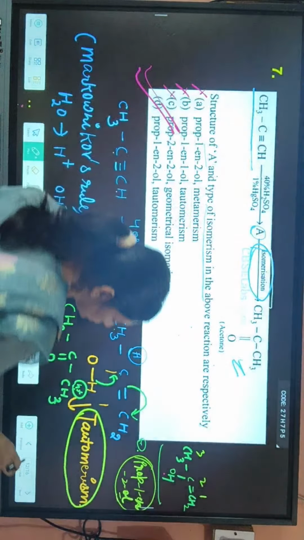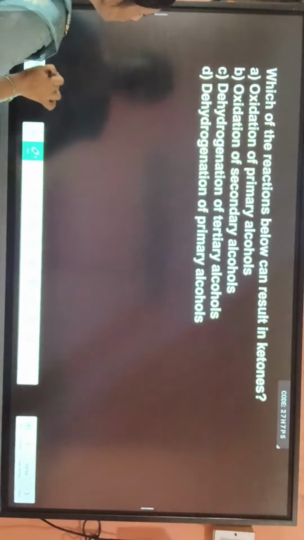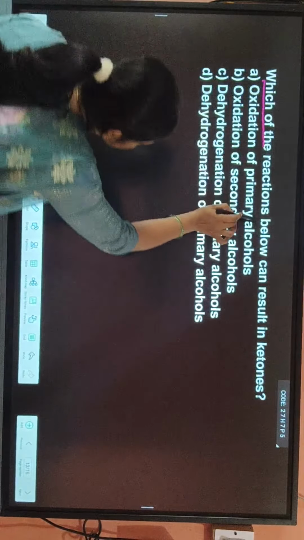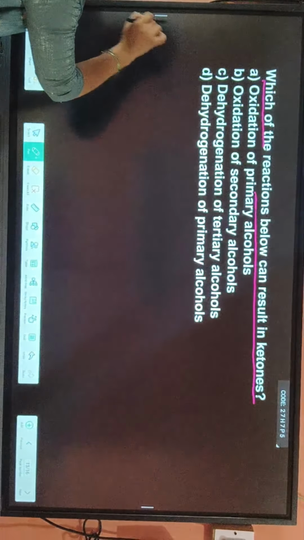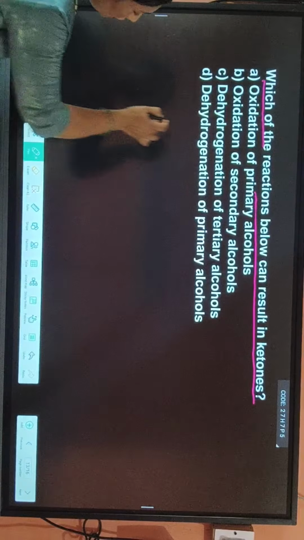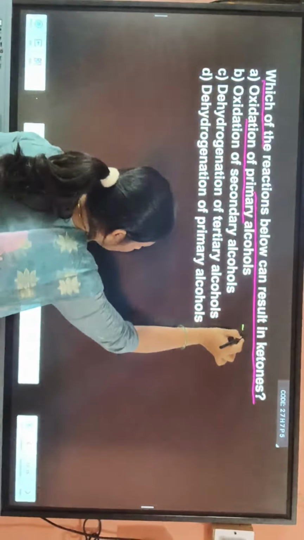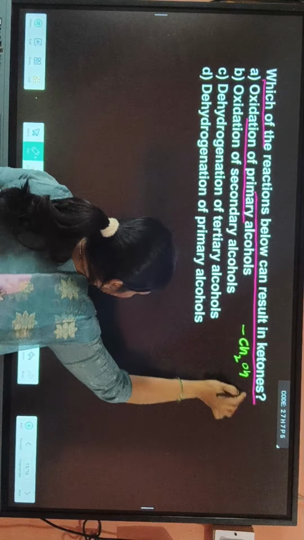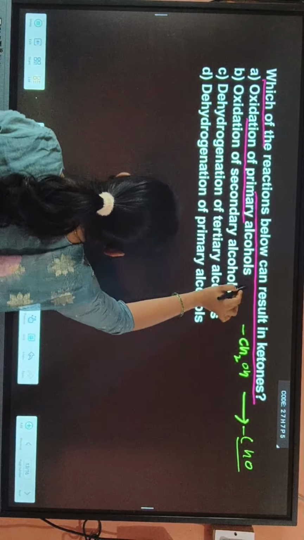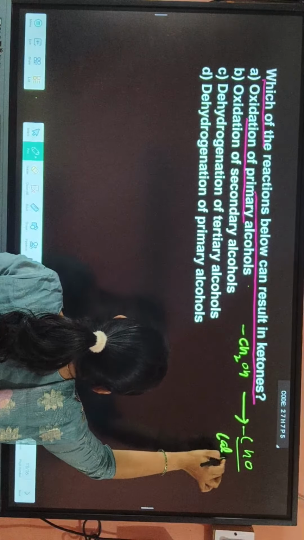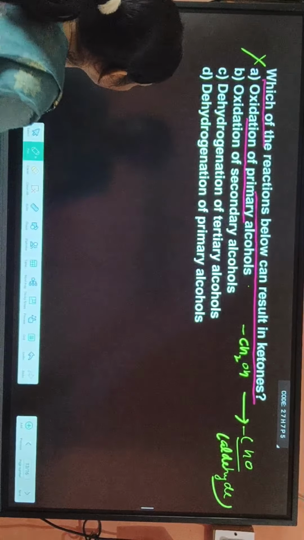Now move to next one question. I think this one is last question, students. Which of the reaction below can result in ketones? Which one of following reaction can give ketone? Oxidation of primary alcohol. You all know very well. Primary alcohol means if this group is there, and this group by oxidation convert into CHO. So they give us aldehyde, not ketone. So you can't go with this option.